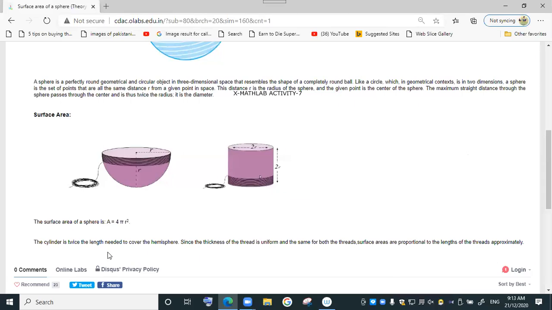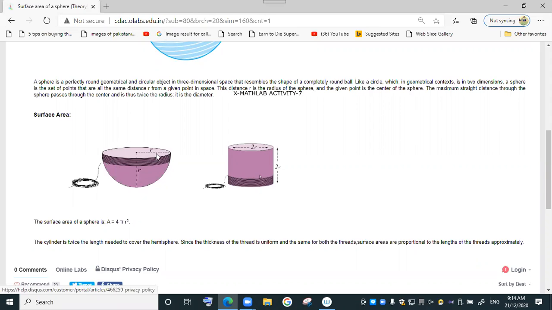The cylinder needs twice the length of thread needed to cover the hemisphere. If the hemisphere has radius r, and we take a cylinder with the same radius r, the height of the cylinder is 2r. Since the thickness of the thread is uniform and the same for both, the surface areas are approximately proportional to the length of the threads.